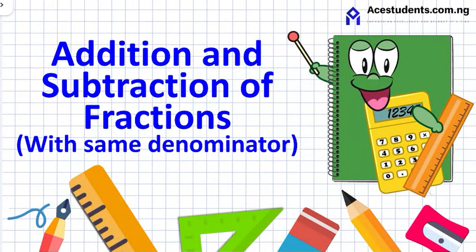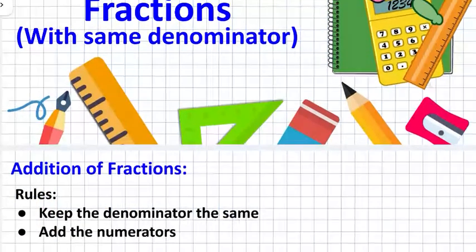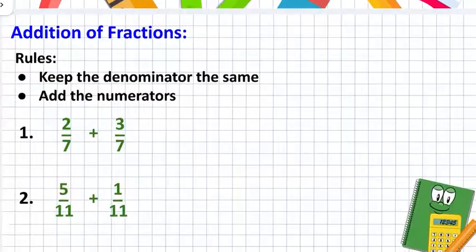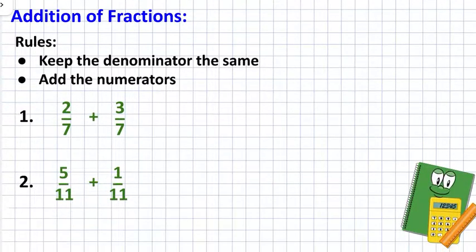In this video, we'll be looking at addition and subtraction of fractions with the same denominator. So when adding or subtracting fractions, there are certain basic rules which we must know. The rule says we keep the denominator and we add the numerators. Remember, the numerators are the numbers at the top, while the denominators are the numbers at the bottom.